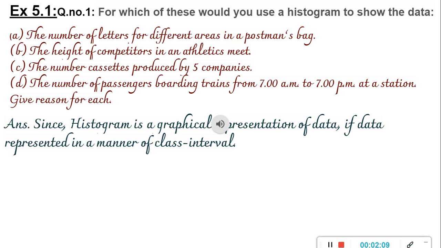Now, third one. Third statement is the number of cassettes produced by 5 companies. Companies cannot be divided into intervals, isn't it? So, we cannot use a histogram here.